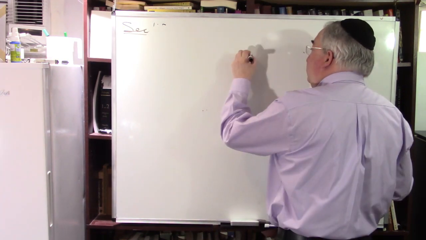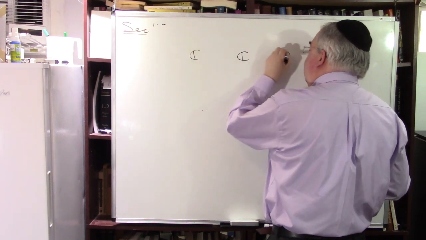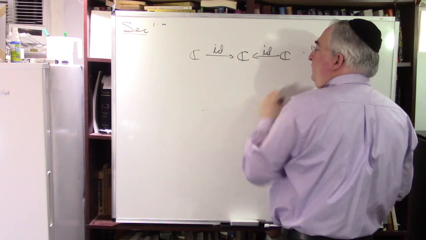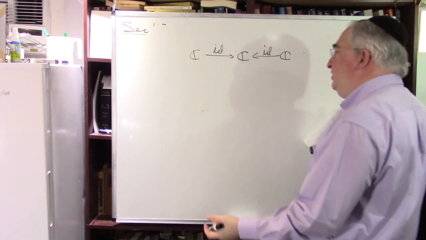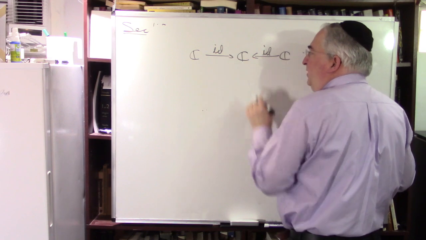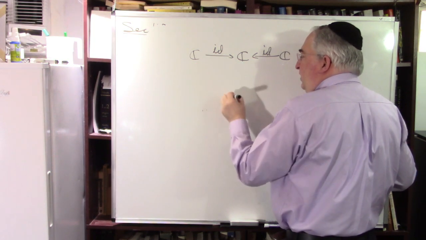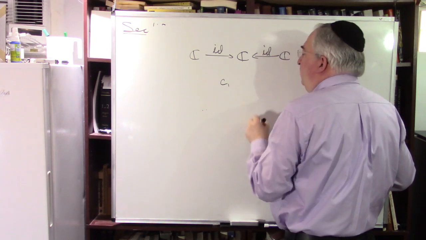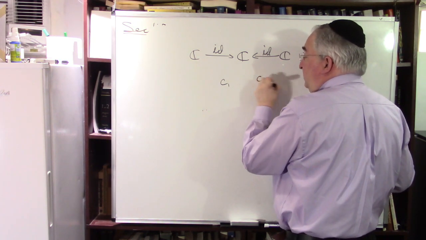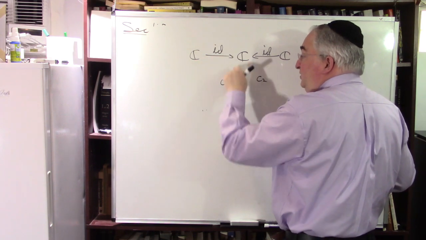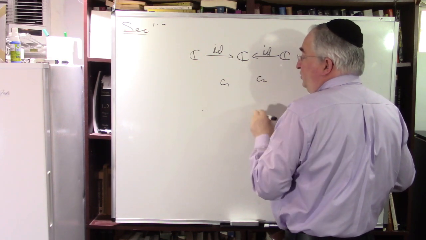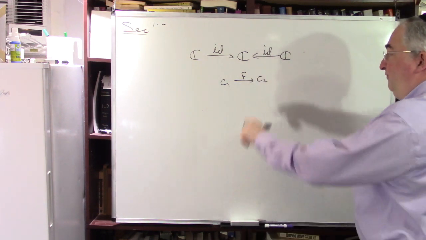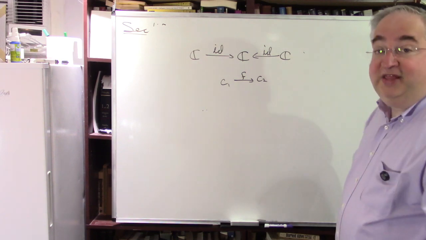Okay, how about if I do this? C, C, C. Identity, identity. Then the objects of the comma category are what? Pick a typical element here, we'll call it C1. Pick a typical element there, we'll call it C2. Do the identity of this, which is C1. Do the identity of this, which is C2. And now have a map from F from C1 to C2. Okay, that's an arrow.